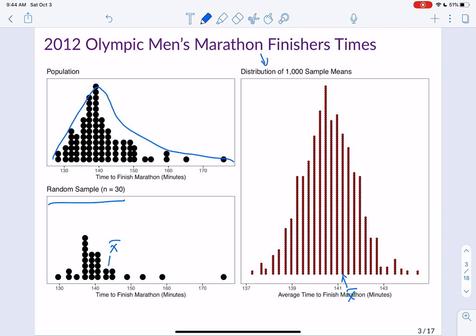And so why do we want a sampling distribution? I hope that you've learned that the reason we want a sampling distribution is we want to understand how much sample statistics vary from sample to sample. And the sampling distribution allows us to calculate the standard error, which is the standard deviation of the sampling distribution.